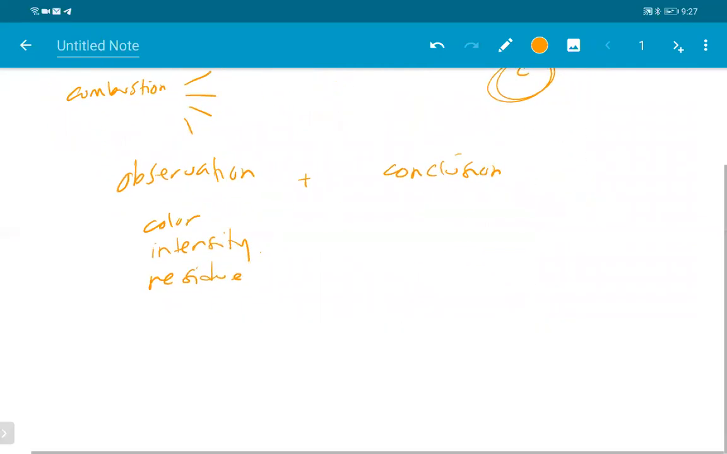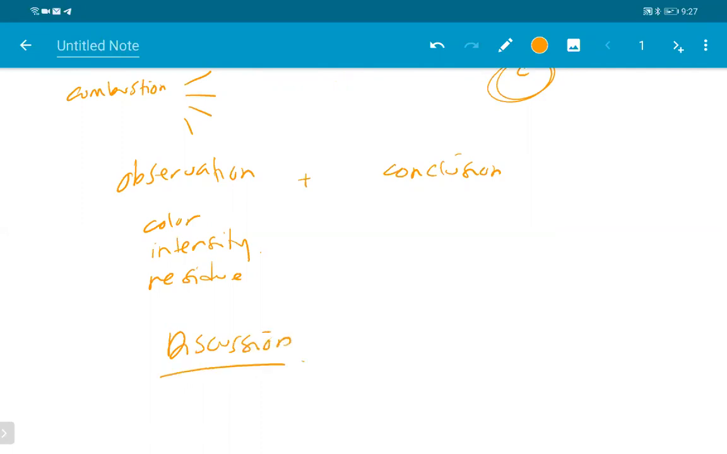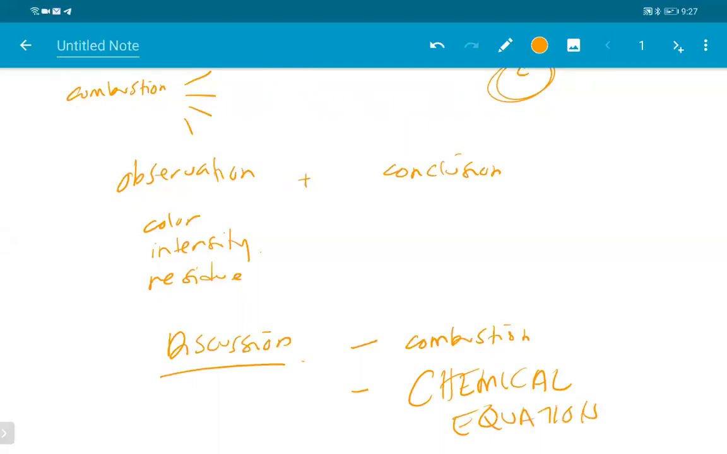Alright, next part will be discussion. For discussion, what you need to do is you need to explain what is combustion, and most importantly to discuss the combustion reaction for this experiment, wajib ada chemical equation.